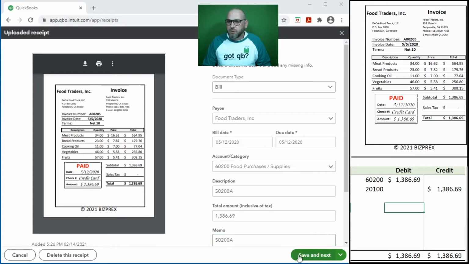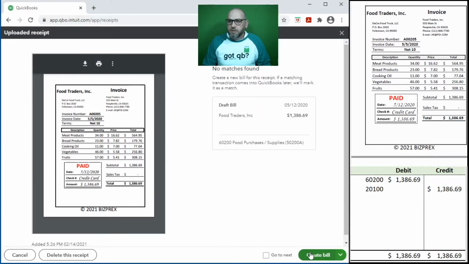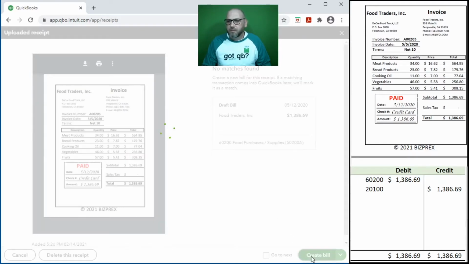And let's go ahead, save and next. Okay, see, it doesn't show up, but it should, right? That would be perfect if QuickBooks could show it to us. So even though, again, all you see is 6200 and that account is being debited by this amount, account 2100, accounts payable, is being credited at the same time. All right, create bill.